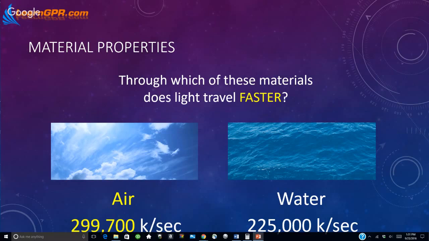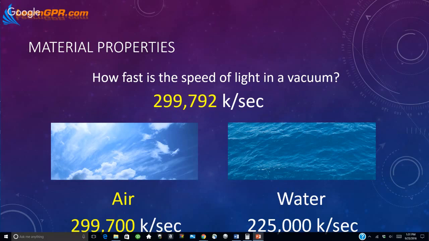And so it travels slower through water. What does that mean? It means it travels slower through high dielectric constant materials. How fast is the speed of light in a vacuum? 299,792 kilometers per second. So light travels almost as fast through air as it does through a vacuum, and that is why the dielectric constant of air is almost 1. A vacuum is 1, air is almost 1, because the speed that light travels through it is almost the same. Water, on the other hand, is much slower, which means that in lower dielectric constant materials, light travels faster. In higher dielectric constant materials, light travels slower.